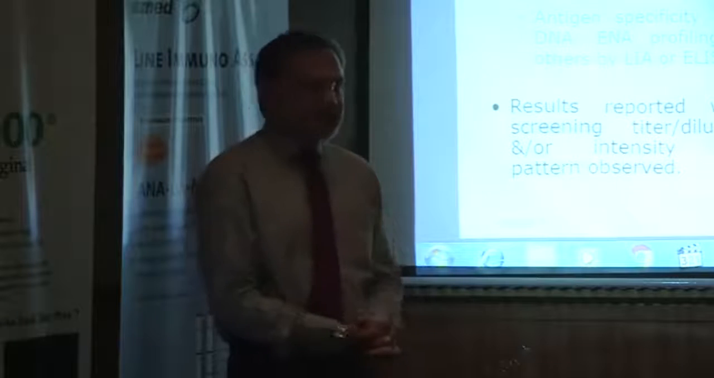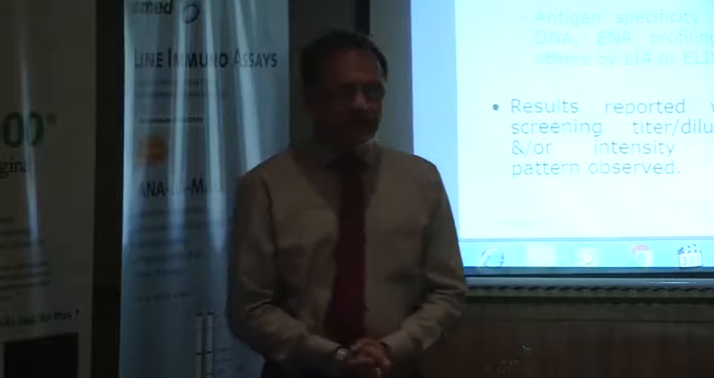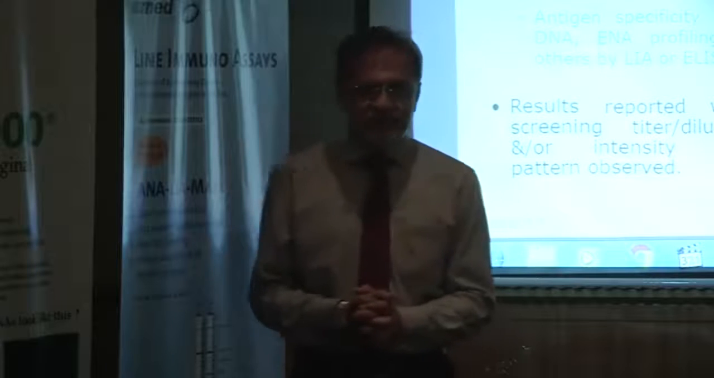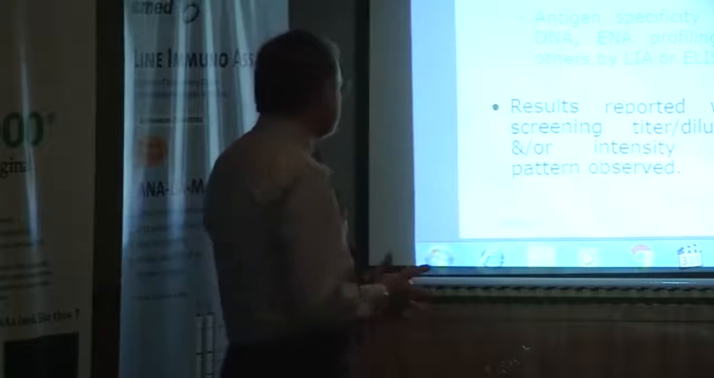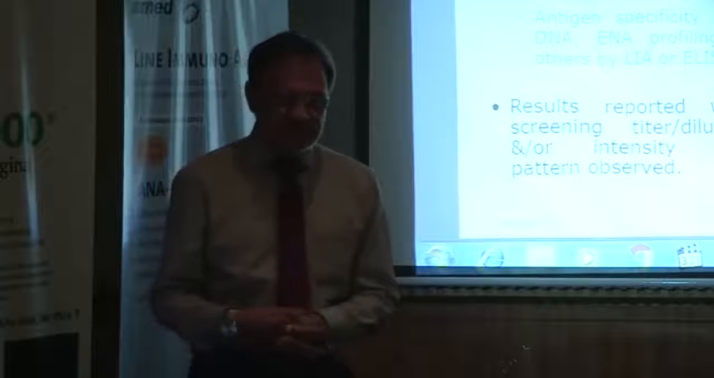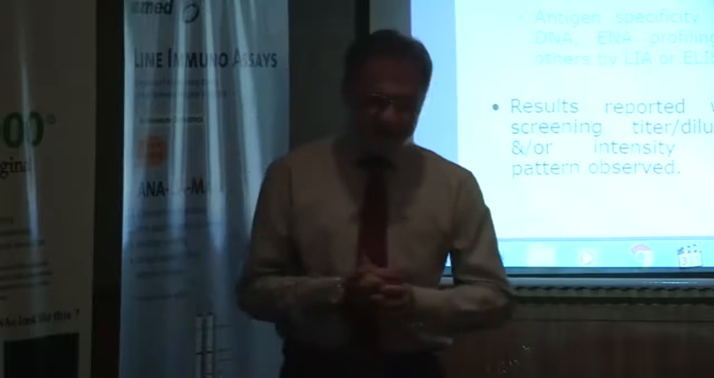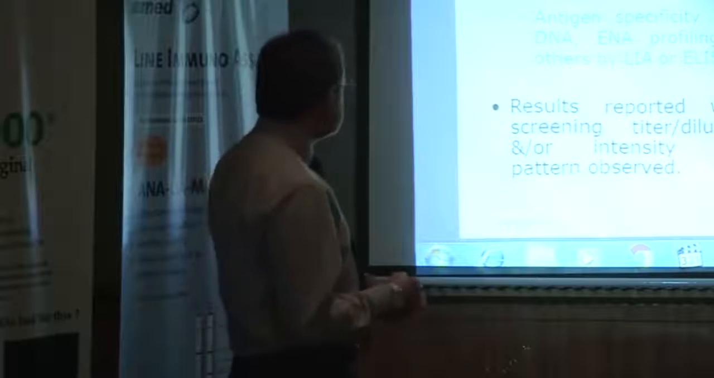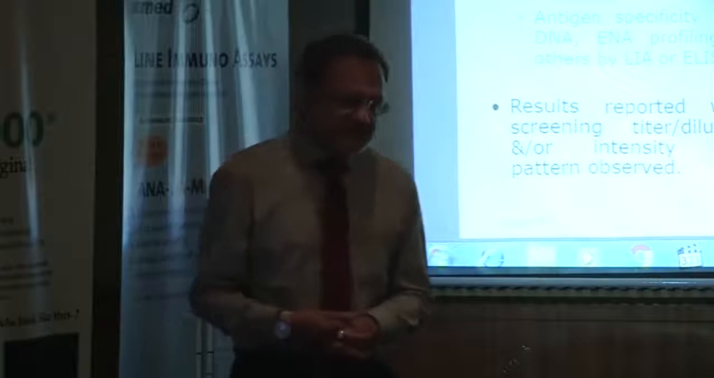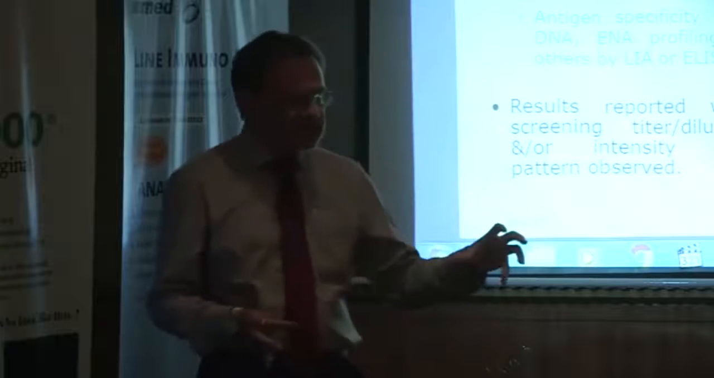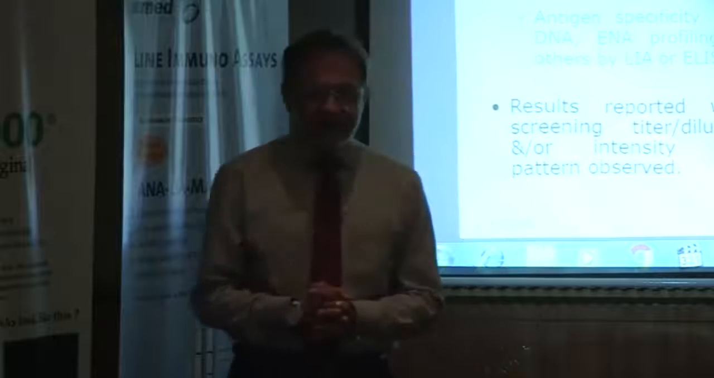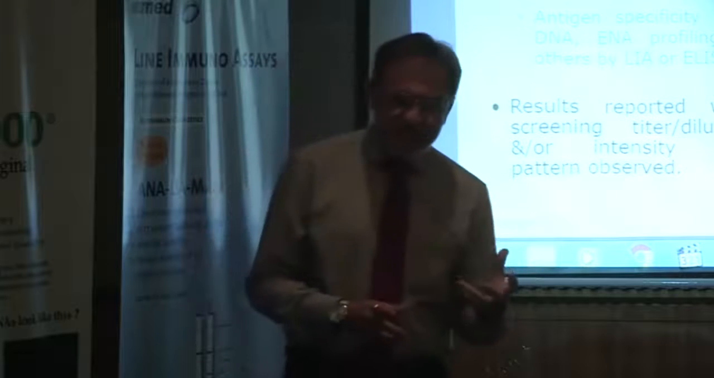Now, once we have a positive test, once we conclude by looking at the slides that the test is positive, then we have to go further. When we go further, number one, we do serum dilution, diluting the serum in a serial way to reach the end point. And number two, we predict the antigen specificity. From the pattern of the immunofluorescence, we come to know what kind of antigen could probably be involved.